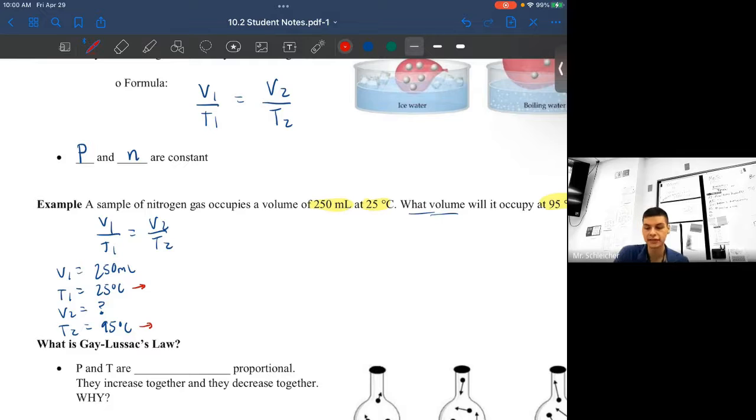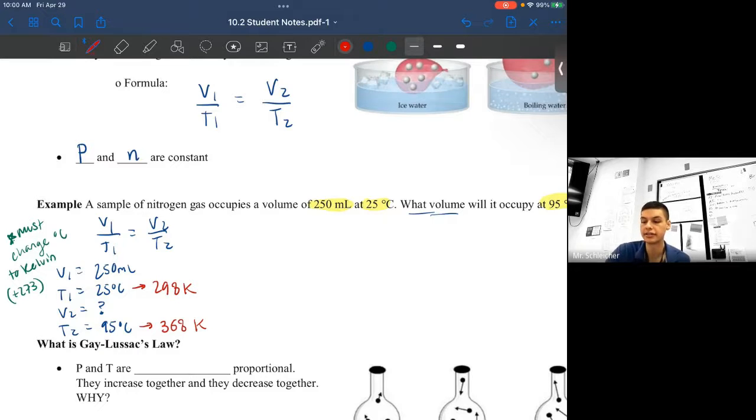Exactly. Let's add 273 to this. So note to self, must change Celsius to Kelvin. And then plus 273 is how we do it. So 25 plus 273 equals 298 Kelvin. And then 95 plus 273 is equal to 368 Kelvin. So these are numbers that we're allowed to use in our equation. We're allowed to keep whatever units of volume that we want, but temperature always has to be in Kelvin.